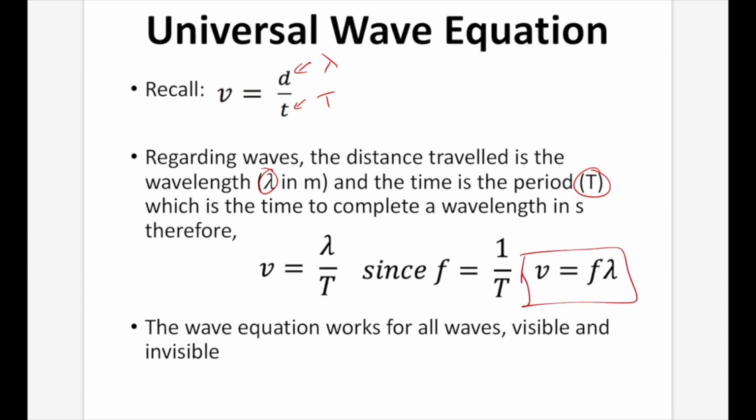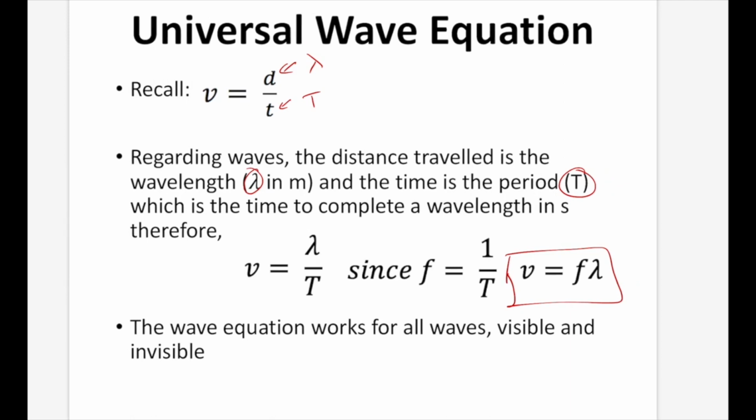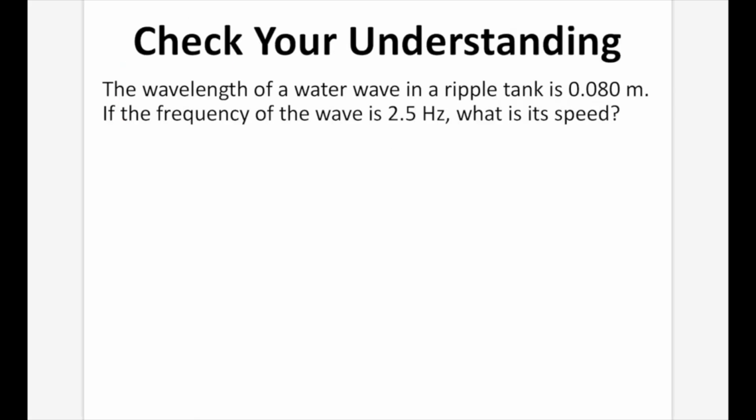The wave equation works for all waves, visible and invisible. So that means things like water waves and electromagnetic waves, like microwaves, gamma rays, etc. Check your understanding. The wavelength of a water wave in a ripple tank is 0.080 meters. If the frequency of the wave is 2.5 hertz, what is its speed?